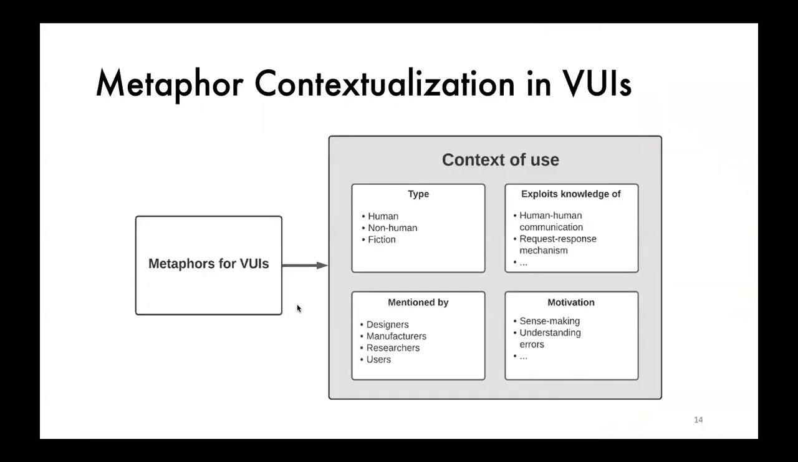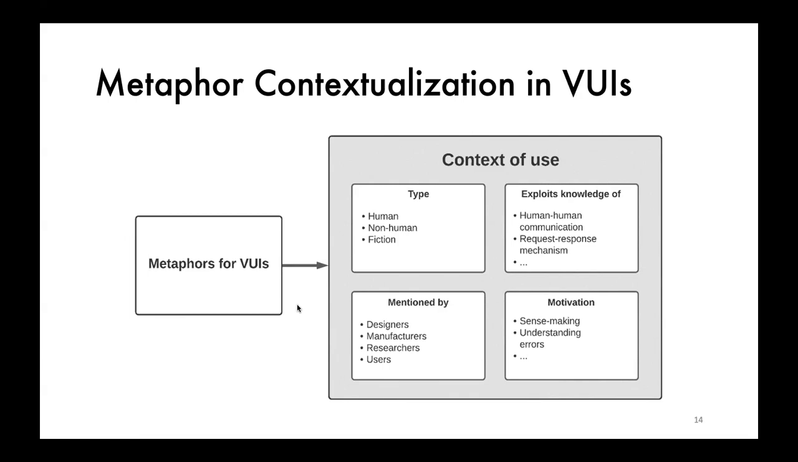Based on this, we developed a framework for metaphor contextualization in voice user interfaces. We looked for contextual dimensions that connected the use of each metaphor. We found that there were three main types of metaphors used. They were human metaphors, non-human, as well as metaphors from fiction, and they were mentioned by designers, manufacturers, researchers, as well as users. And they exploited knowledge of various things like human-human communication. So human voice user interface communication is based on human-human communication. And it also exploits the knowledge of request response mechanism. You ask your Alexa to do something and it does it for you.